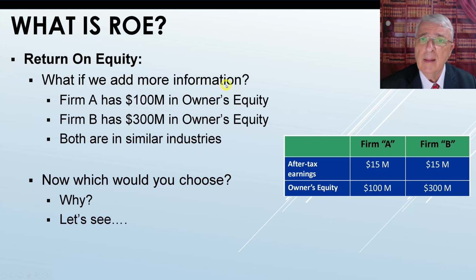So what if we add some more information? Firm A has 100 million in owner's equity. So that's over here. We've added owner's equity, and Firm B has 300 million in owner's equity. And again, both are in similar industries. So now which one would you choose? And why? Well, let's see.